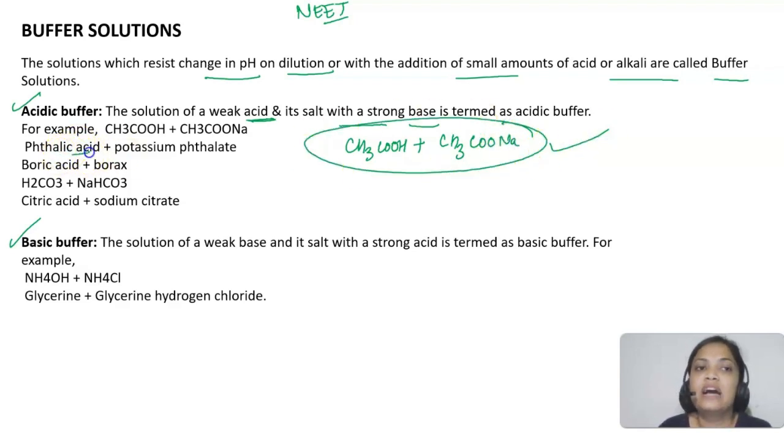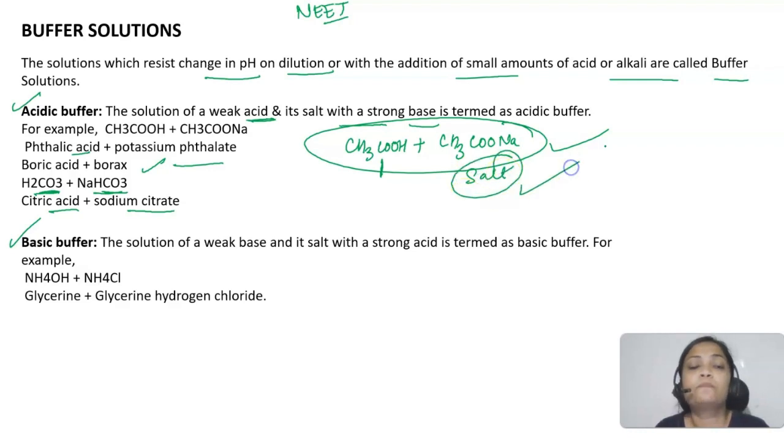Okay, same goes with phthalic acid and potassium phthalate, boric acid plus borax, carbonic acid plus sodium bicarbonate, citric acid plus sodium citrate. Means एक weak acid लेना है and उसका salt लेना है with a strong base. So that will be an acidic buffer. Now basic buffer means again weak base लेके उसका salt लेना है with strong acid.